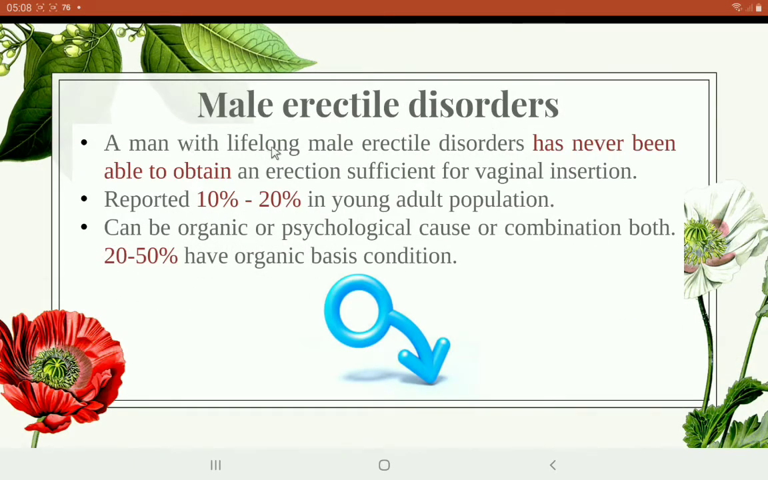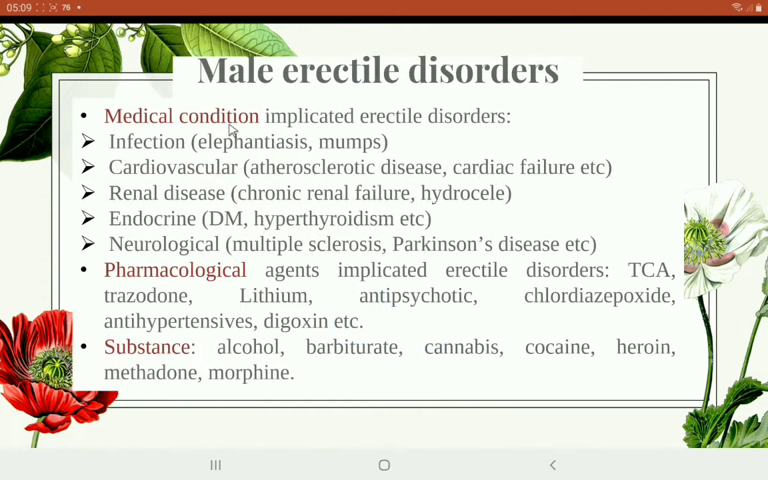A man with lifelong male erectile disorder has never been able to obtain an erection sufficient for vaginal insertion. It is reported in 10% to 20% of the young adult population. It can be of organic or psychological cause, or a combination of both. 20 to 50% have an organic basis. Medical conditions implicated in erectile disorders are infection, cardiovascular, renal disease, endocrine, neurological, and also pharmacological and substance causes.